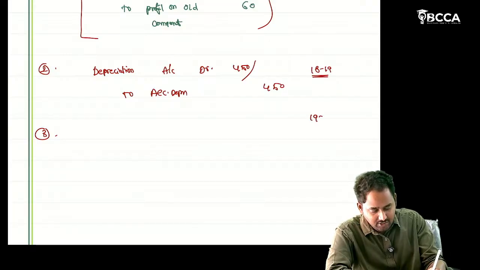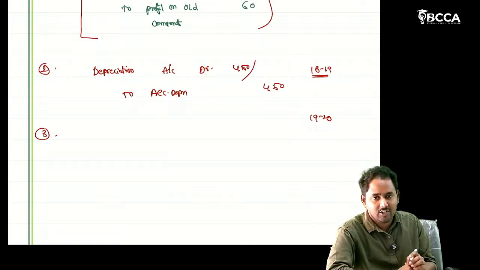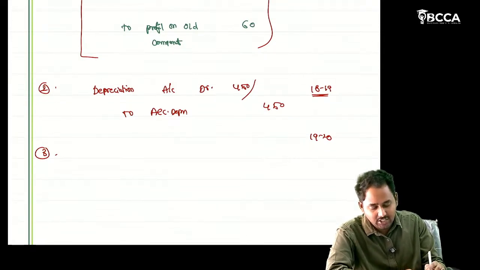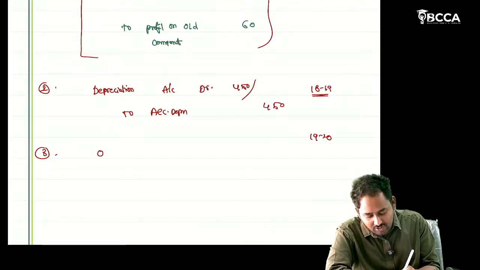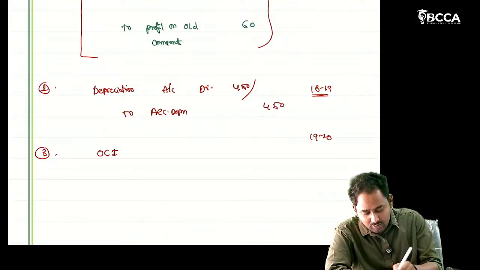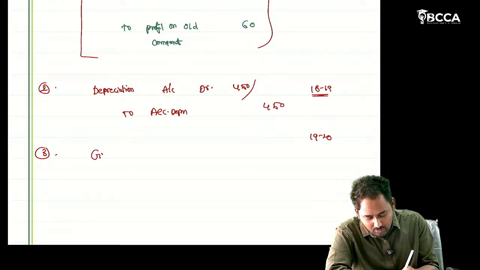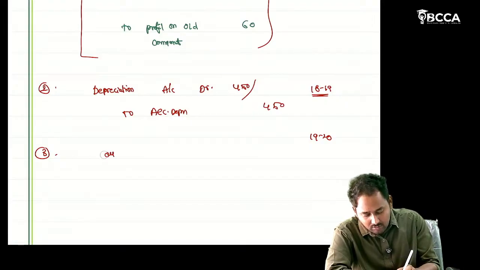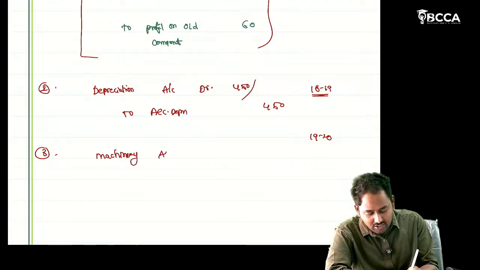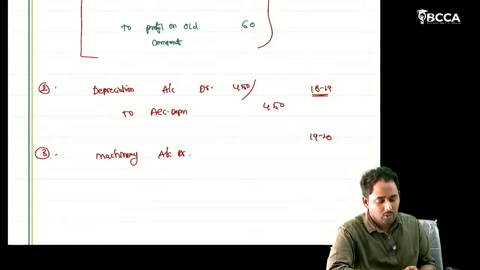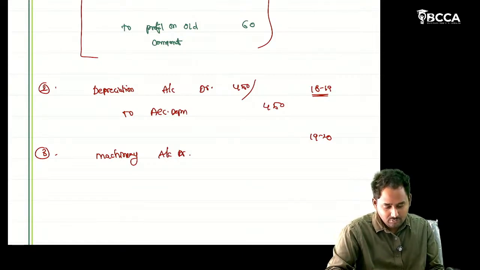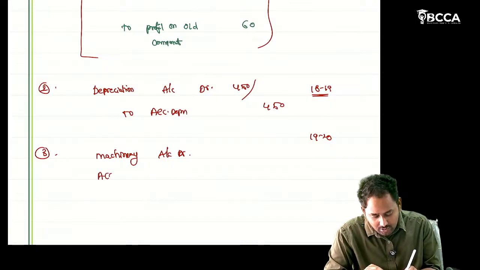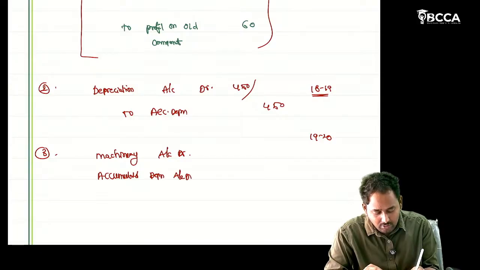And next year, this is depreciation for 1819. Next depreciation for 1920. Before depreciation, there is a revaluation gain. So I should provide the journal entry for the revaluation gain. The revaluation gain should be transferred to OCA account. So the machinery account. Now the machinery is shown at gross carrying amount, right? What is the gross carrying amount? The machinery account and accumulated depreciation account debit to OCA, because this is a revaluation gain.